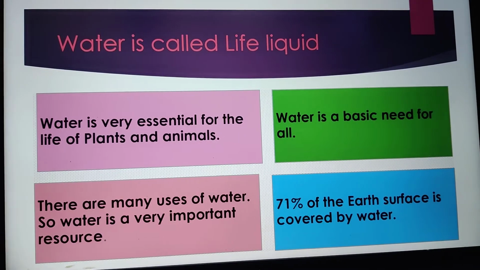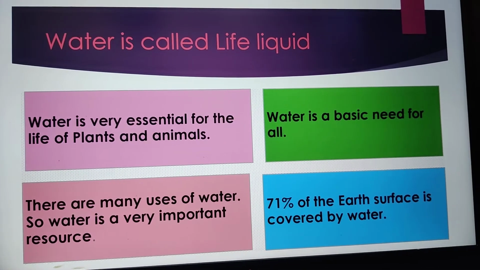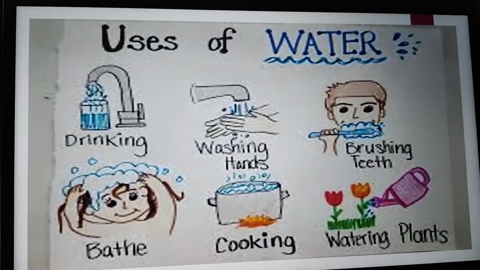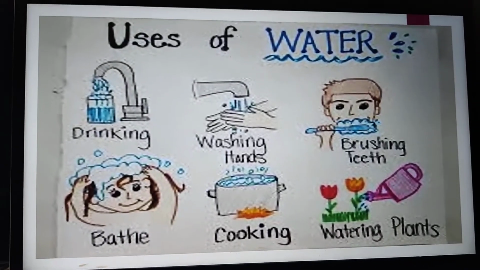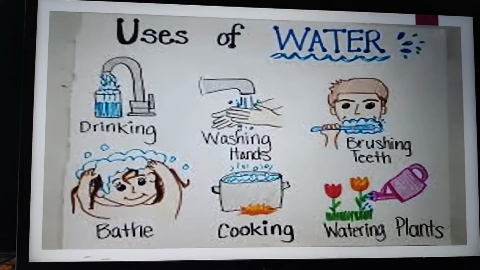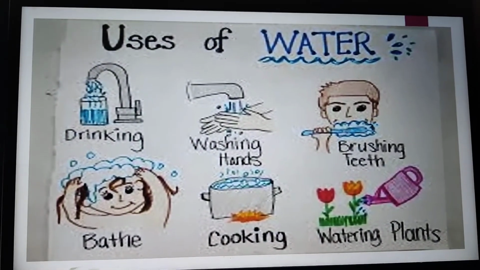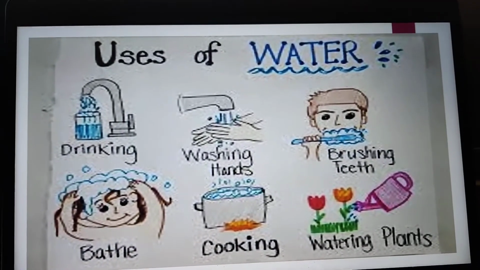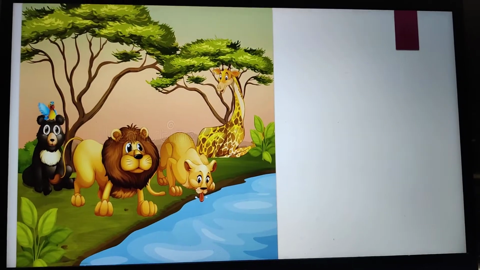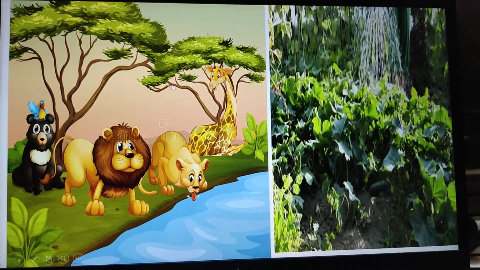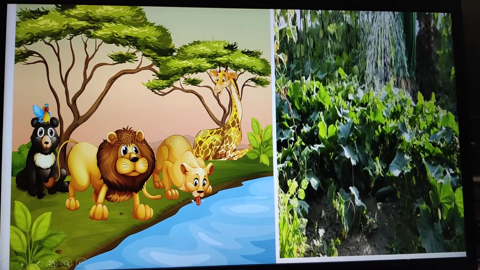And 71% of the earth's surface is covered by water. There are many uses of water. For example: drinking, washing, brushing, bathing, cooking, watering plants. These are all the daily uses of water. And water is used even for transportation. And water is necessary for animals and plants for their living.